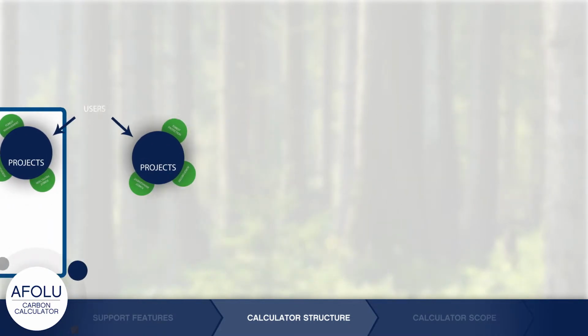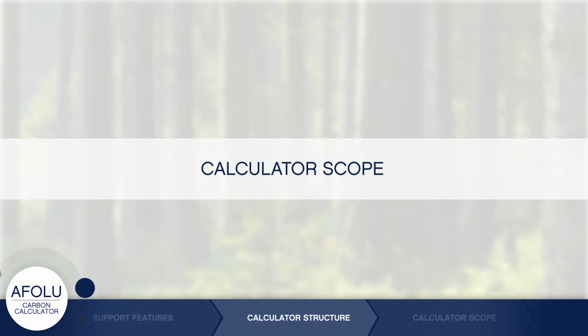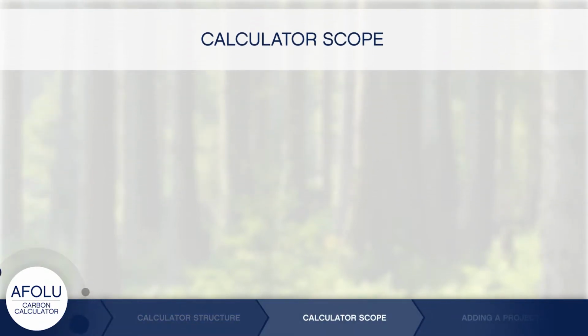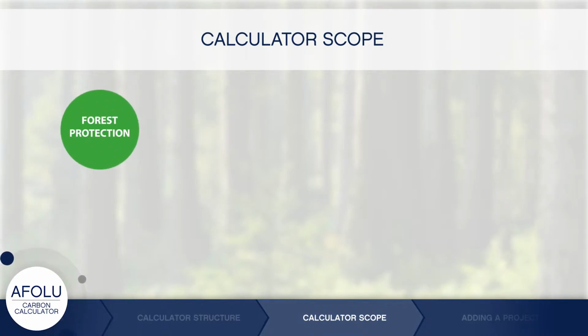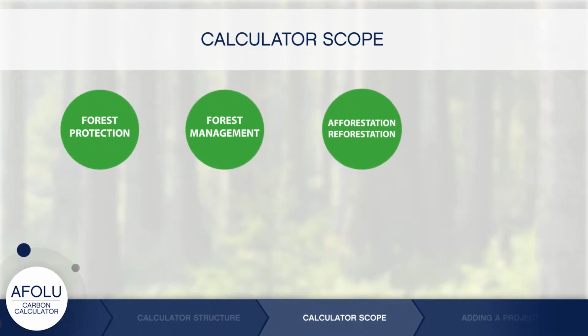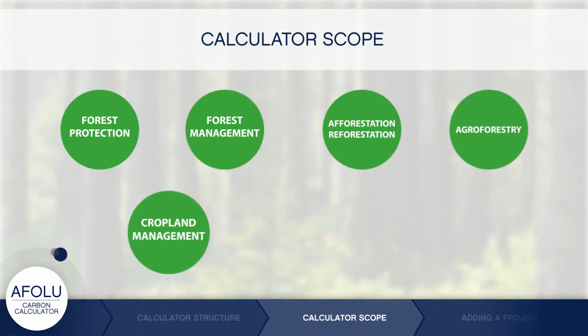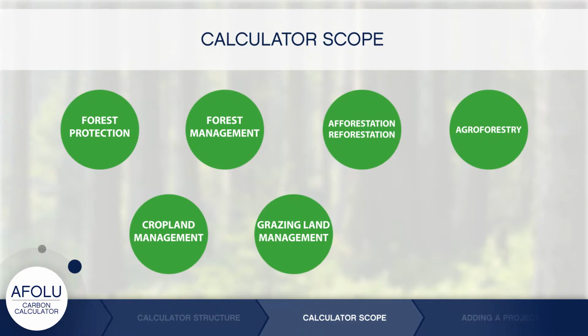The AFOLU Carbon Calculator offers specific tools to estimate the greenhouse gas impacts of a range of land use activities, including forest protection, forest management, afforestation or reforestation, agroforestry, cropland management, grazing land management, and forest degradation by fuelwood.